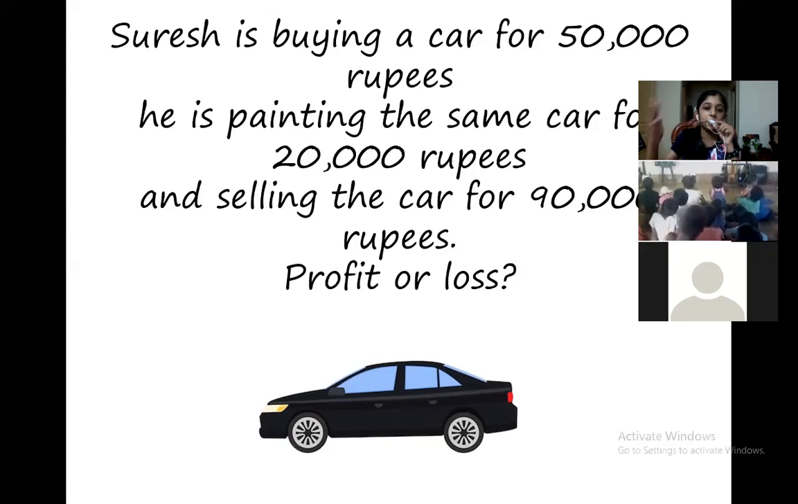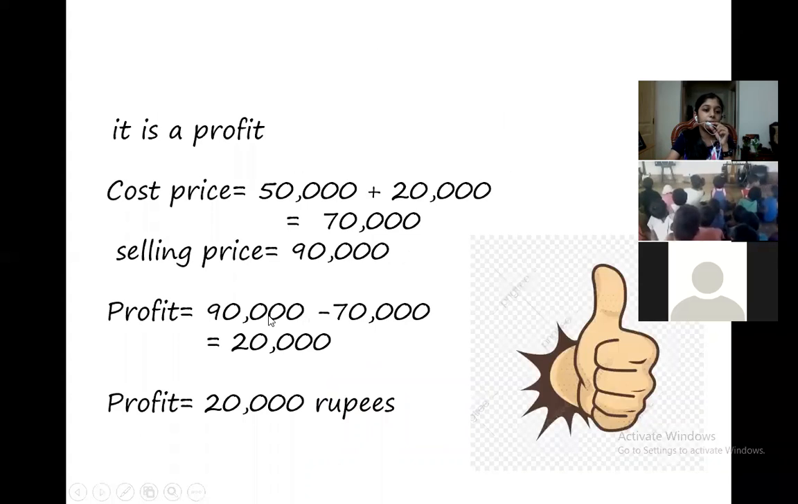So together, 50 plus 20, you get 70,000 rupees, which is the cost price. And the selling price is 90,000. Yes, it is a profit. Very good. So cost price is equal to 50,000, which is the rate of the car, plus 20,000, which is the rate for painting, which is 70,000. So selling price is 90,000 and the cost price is 70,000. So it is a profit. How do you find a profit? 90,000 minus 70,000, you get 20,000, right? So the profit is 20,000 rupees. That's all. Very easy, right?